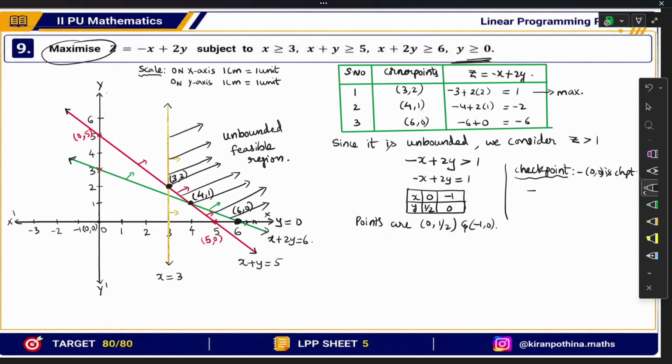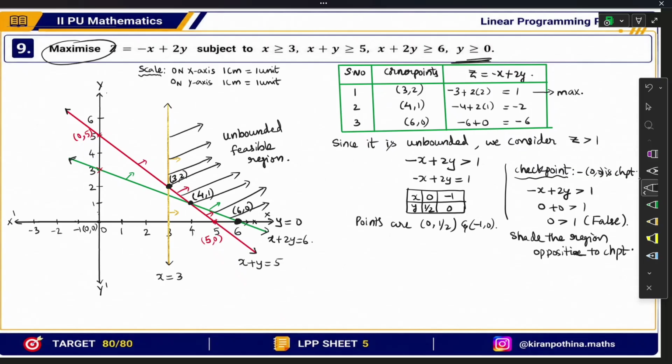So I will substitute in the inequality minus x plus 2y greater than 1. X value 0, y value 0. So 0 greater than 1. Again we got false. False means what? Shade the region opposite to checkpoint. Okay, so first we'll draw the line (0, 1/2) and (minus 1, 0).